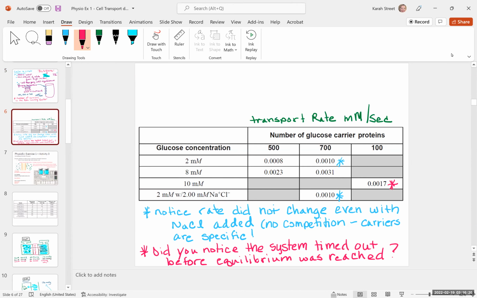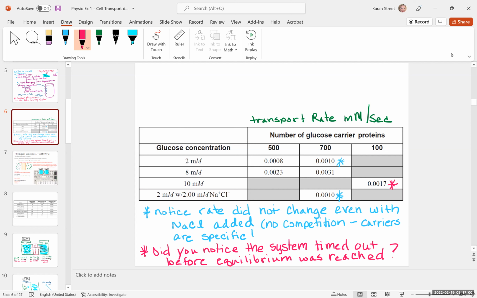So again, the transport rate is in millimoles per second. Notice that we built our membranes to have 500 glucose carriers or 700 glucose carriers, or in one experiment, 100 glucose carriers. We also played with different concentrations of glucose, 2 millimolar, 8 millimolar, and 10 millimolar. In our final experiment for activity 2, we played with 2 millimolar glucose along with 2 millimolar sodium chloride.